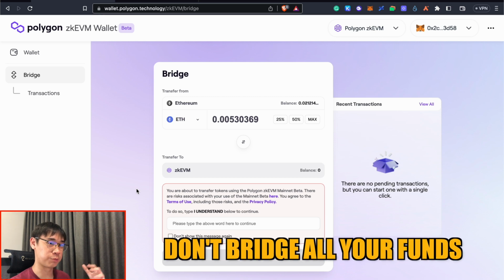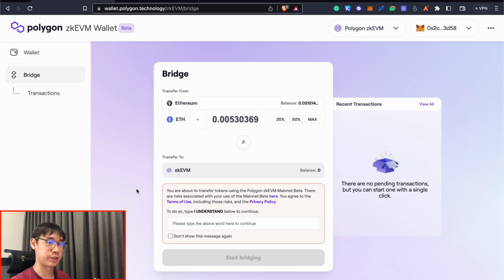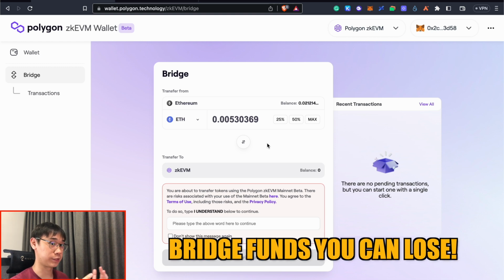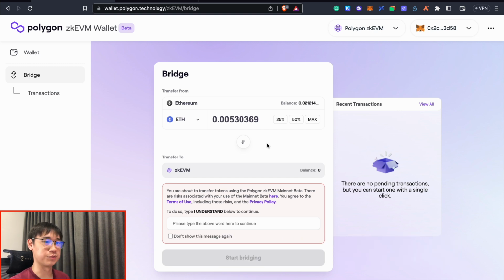I also caution you not to bridge too much of your funds over to this network as it's still currently in beta. This entire network is extremely new, and there could be a chance that they need to restart the network if they encounter any bugs. I would recommend that you only bridge over funds that you are willing to lose, and it will be best not to bridge everything over to this brand new network.